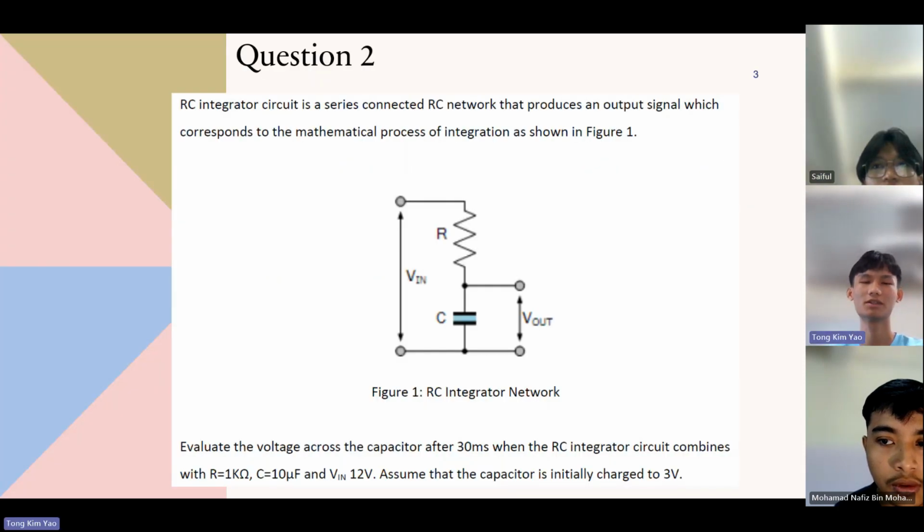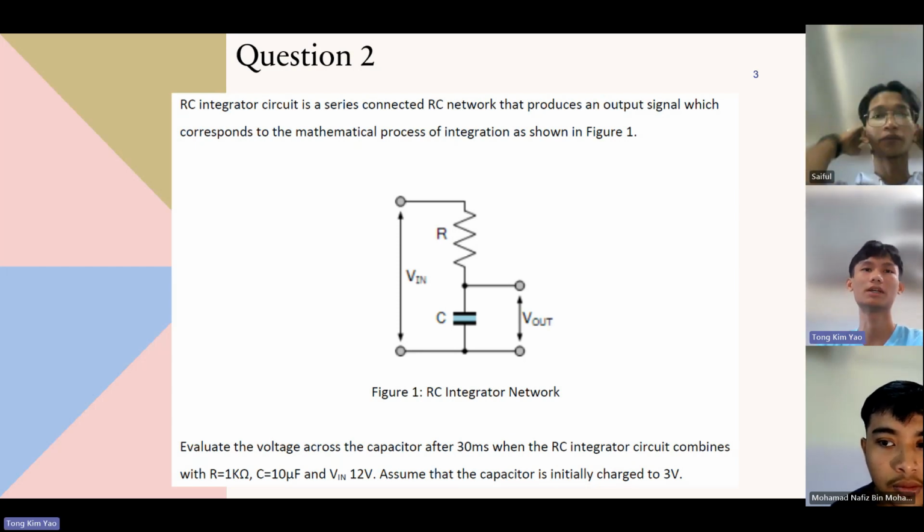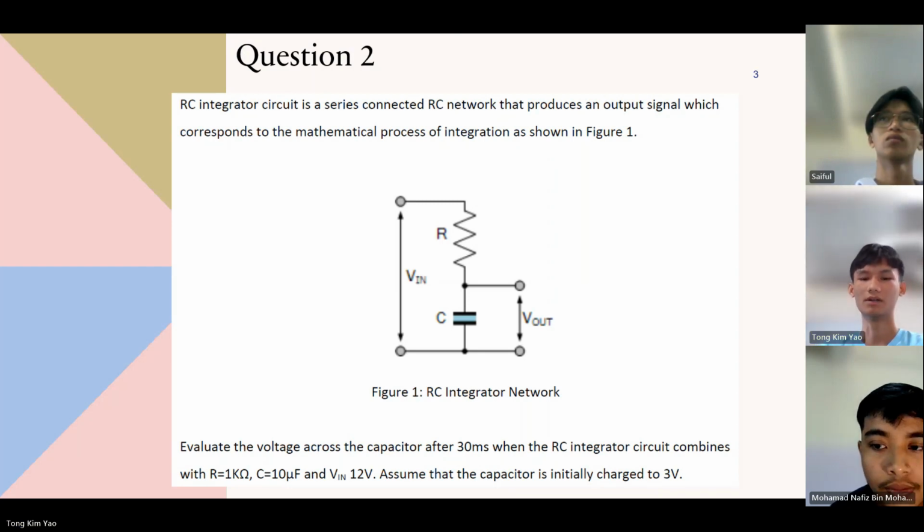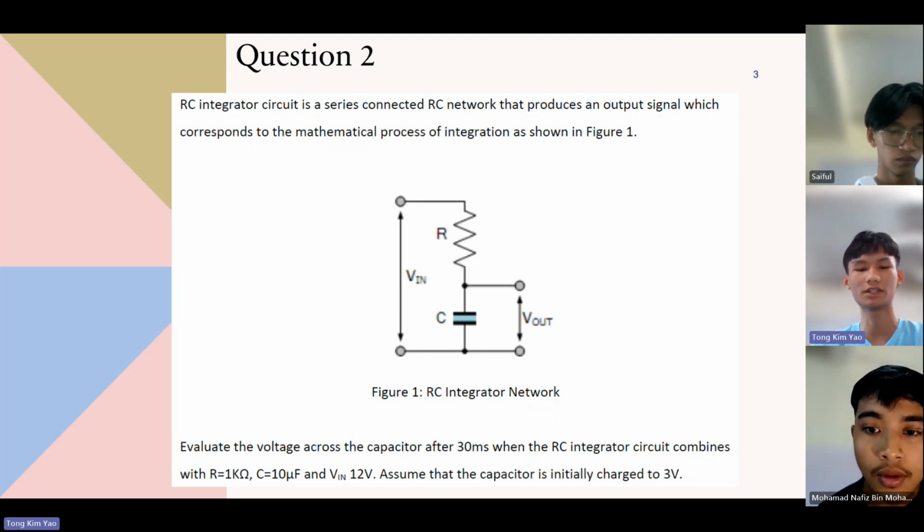Next, in question 2, the problem requires us to find the voltage across the capacitor in an RC integrator circuit. After we find the V out, we simply substitute the given values: R equals 1 kilo ohm, C equals 10 microfarad, and V input is 12 volt. But since the question mentioned that the capacitor was initially charged to 3 volt, to calculate the V output we need to subtract the initial voltage to get the real voltage output across the capacitor.